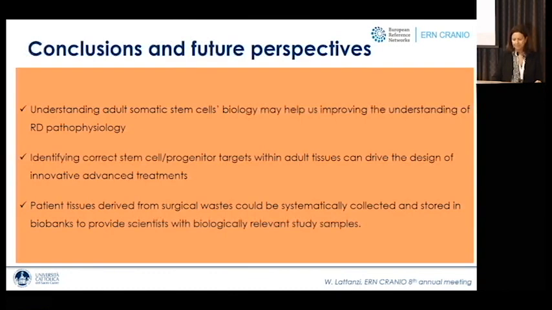My conclusion is that understanding somatic stem cells in the skull can enable us to improve the understanding of pathophysiology, but also to design precision medicine approaches to improve therapy and provide advanced therapy in the future to assist surgery, definitely not to replace it.